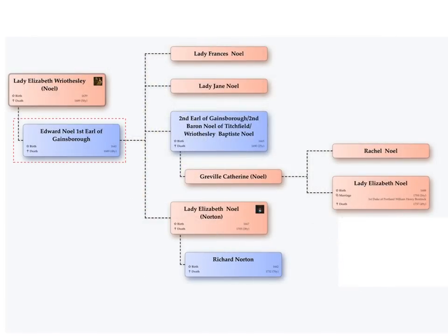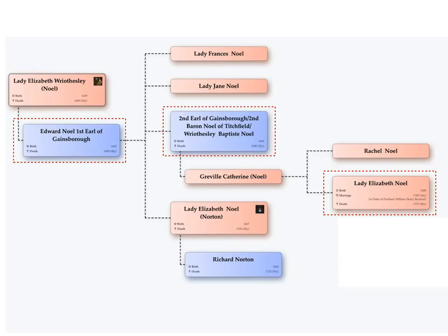Lady Elizabeth married Edward Noel, 1st Earl of Gainsborough. Their son, Baptist Noel, was 2nd Viscount Campden and was born in 1665 and lived in Place House, in other words, Titchfield Abbey. He married Catherine Greville, and they had a daughter, Lady Elizabeth Noel, in 1688. The Baron died in 1690 and his wife in 1704, leaving Lady Elizabeth as the sole heiress.